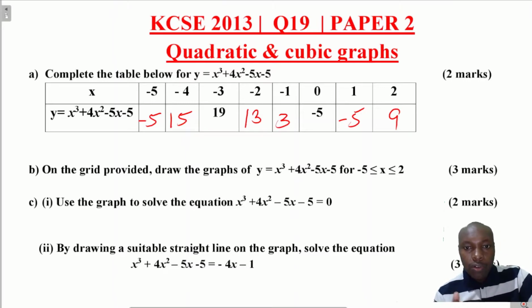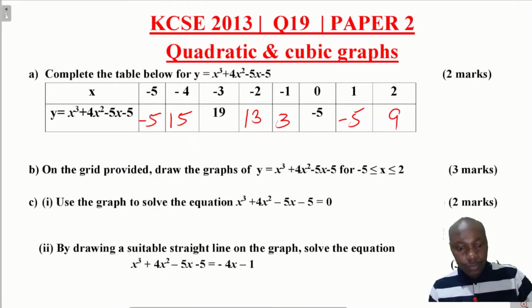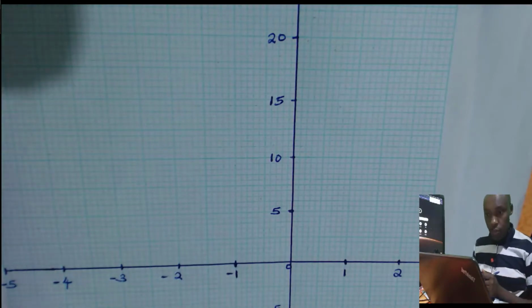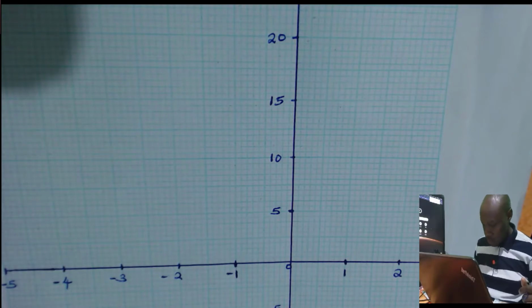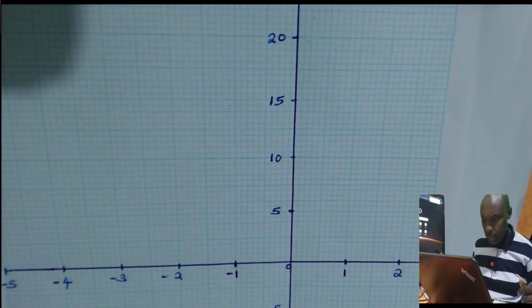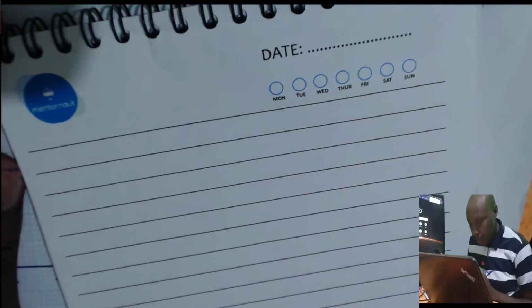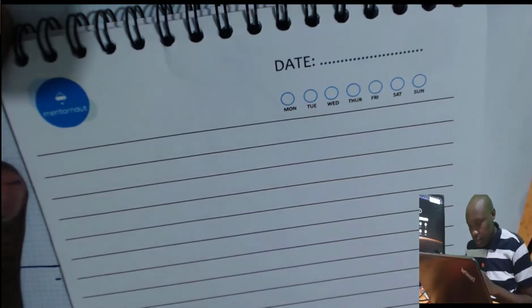Now we should go straight to the graph. Welcome. Let us go direct to plotting and drawing the graph using the table of values that you have just filled, and see how we are supposed to do that. Looking at that table, the first thing will be to determine the scale that you're going to use for both the x and the y axis. Now this is how you do it for the x axis.